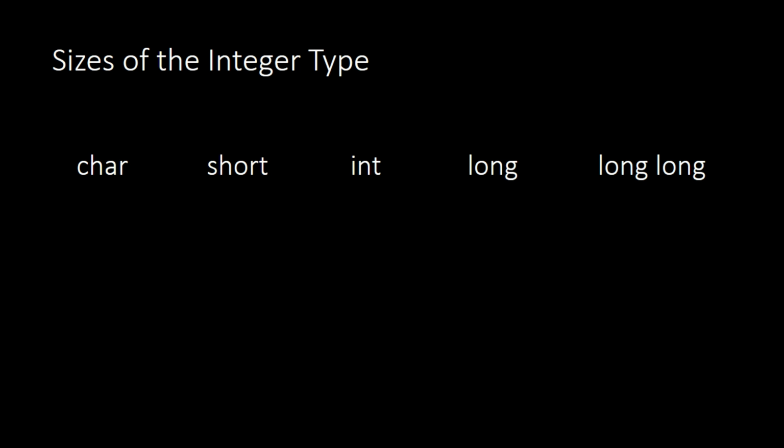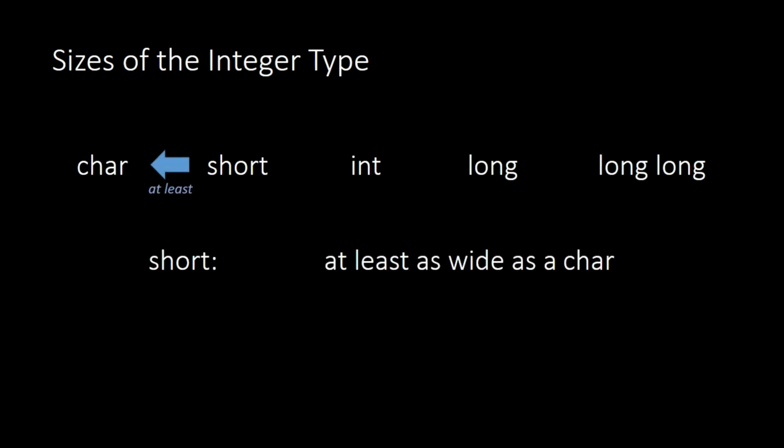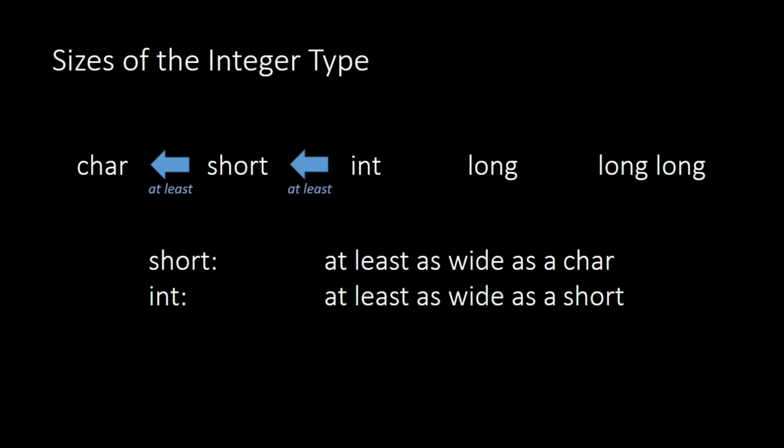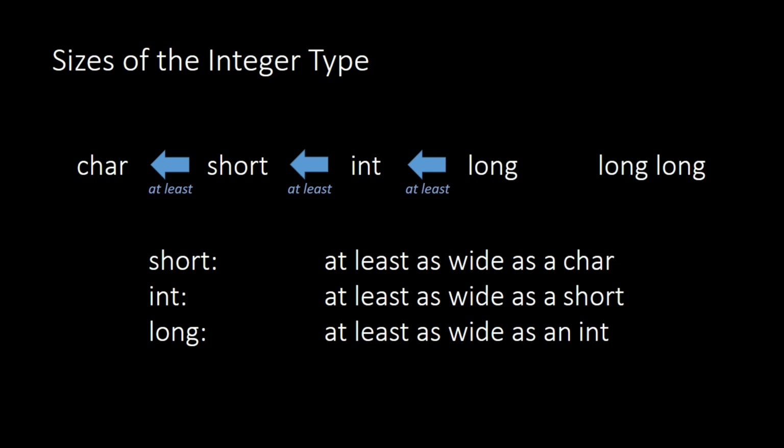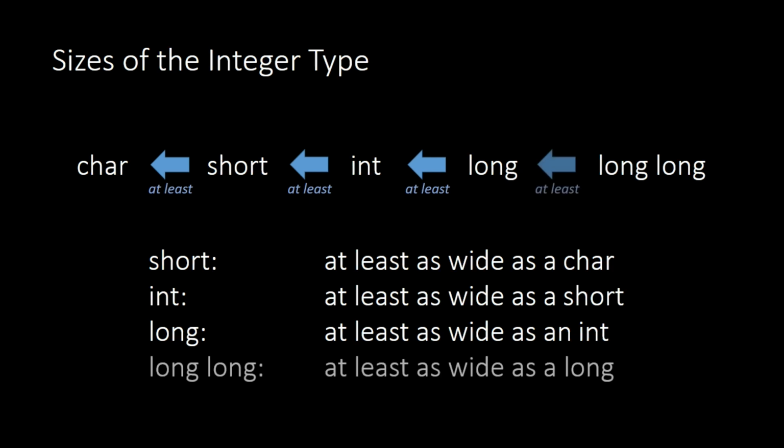And one way that it might help to remember the different possibilities for the sizes of these things is just to go from left to right, but looking back at the previous value each time. So a short, for example, has to be at least as wide as a char. An int has to be at least as wide as a short. A long has to be at least as wide as an int. And finally, a long long has to be at least as wide as a long.